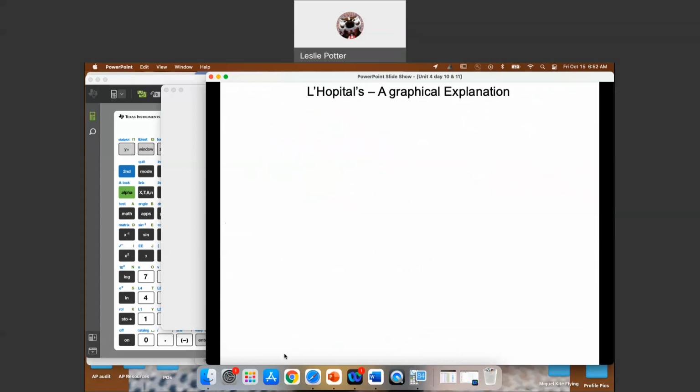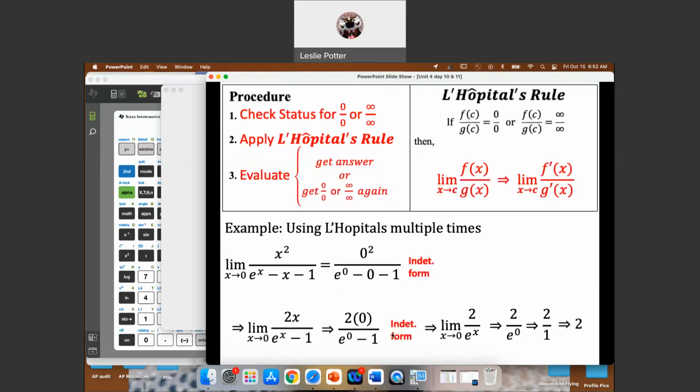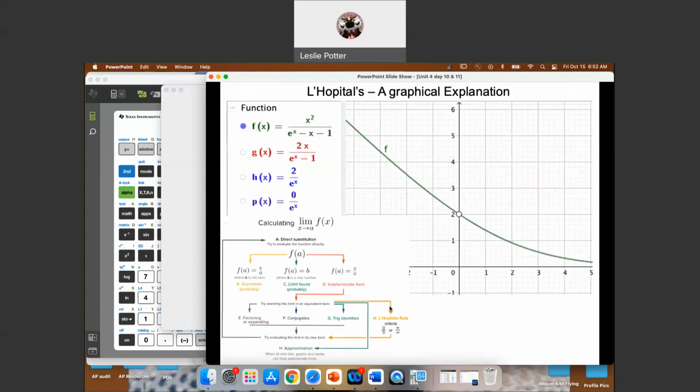Okay, so let's talk about a graphical explanation of what's going on here. So we started out with x squared over the quantity e to the x minus 1. That's this function here. And it's indeterminate, which means we have a hole at x equals 0. Okay, and then we differentiated it. We got 2x over the quantity e to the x minus 1. And that looks like this, right? It's not equivalent, but it does the same thing at 0. Right? That's the whole idea of L'Hopital's.